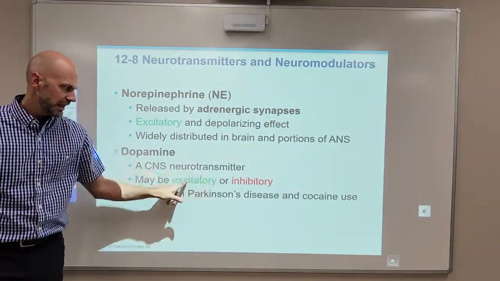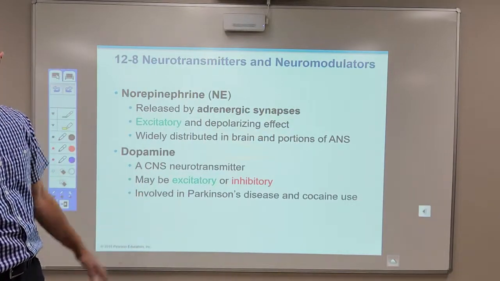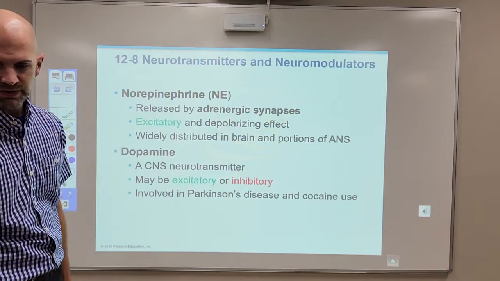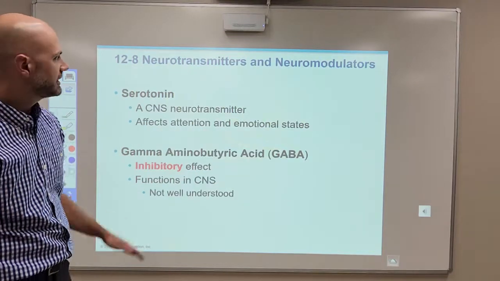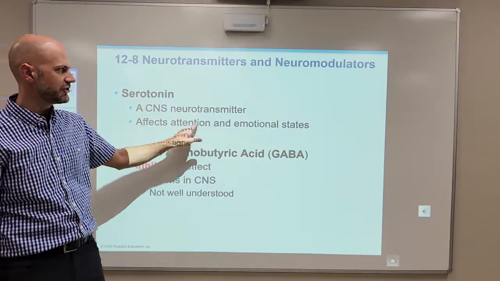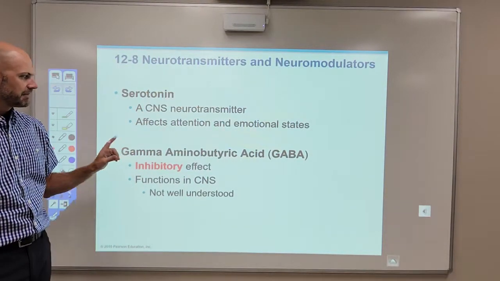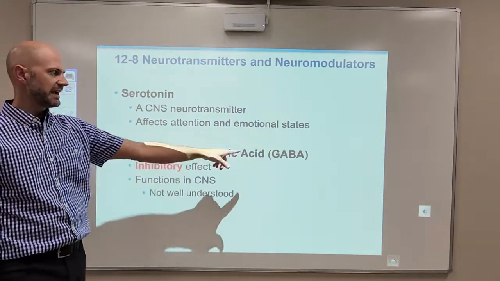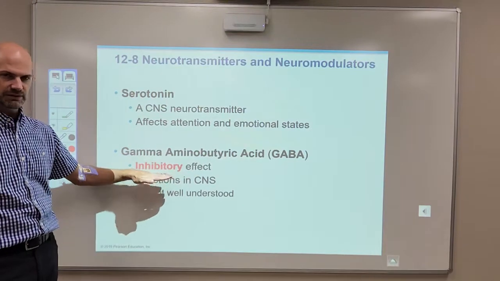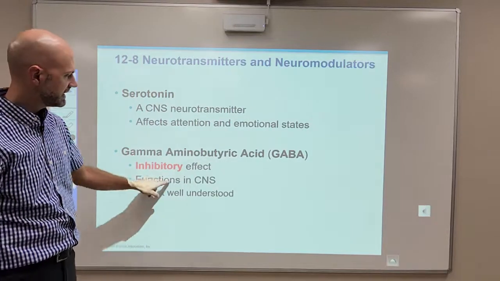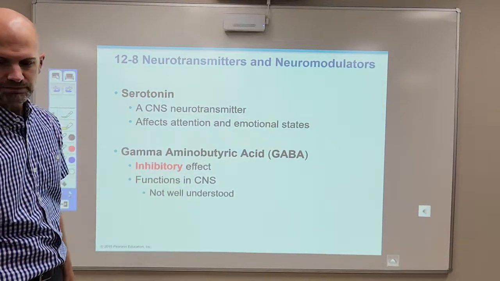Dopamine can be excitatory or inhibitory. It's important. It's involved in Parkinson's disease and cocaine use, unfortunately. Serotonin, very important for attention and emotional states. It can be plus or minus. Gamma-aminobutyric acid, GABA, is always inhibitory. Its function is inside the CNS.